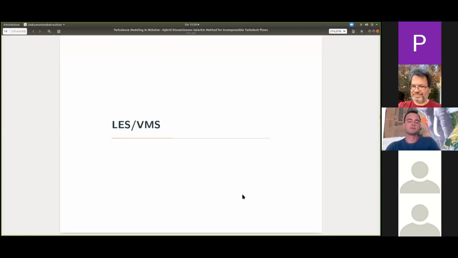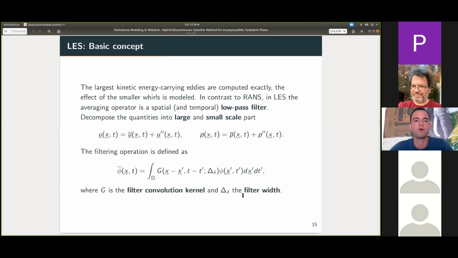Yeah, the second topic I would like to introduce is LES and VMS. As already mentioned before, in LES, the basic idea is that you separate the scales. So you really try to only resolve the largest eddies, which depend on our boundary conditions and our outer flow, and we try to model these smaller, more noisy and dissipative ones. In order to do that, we have to separate them.